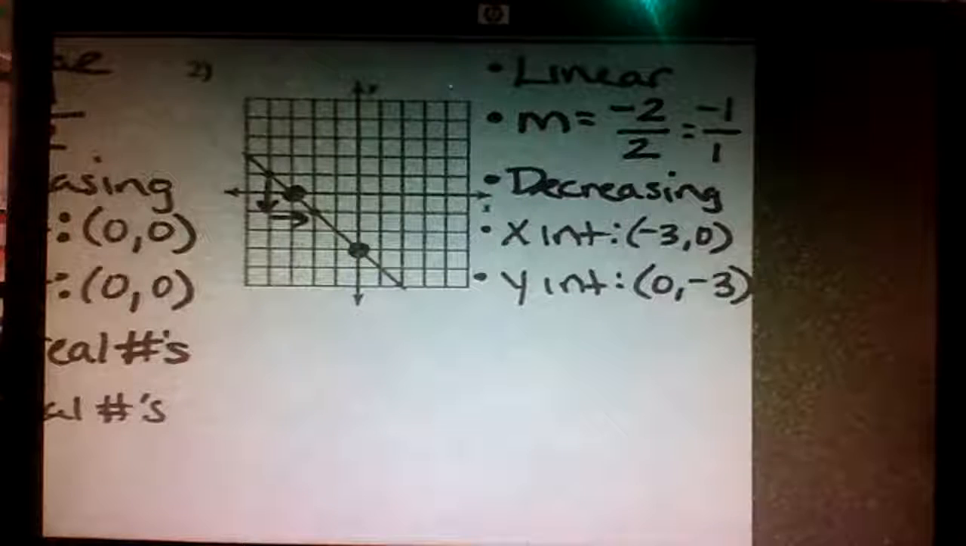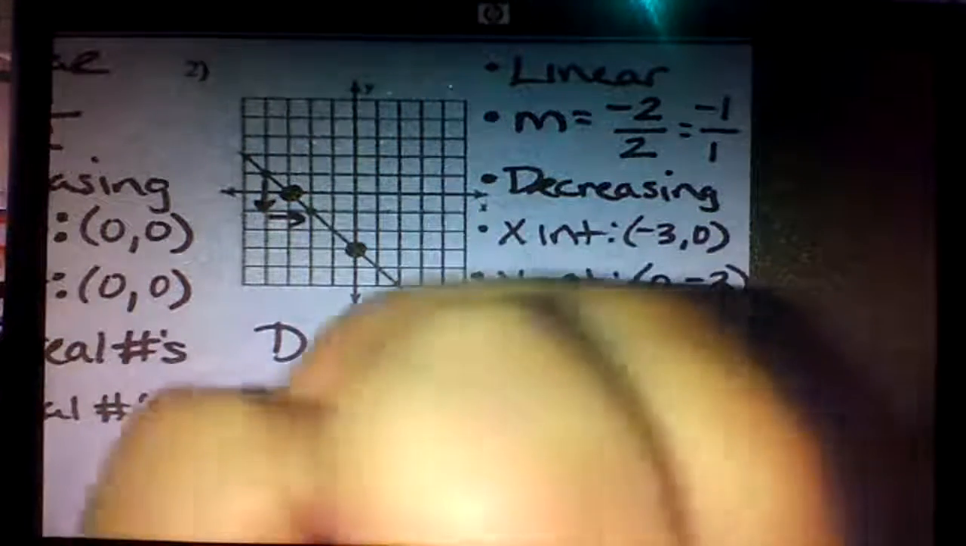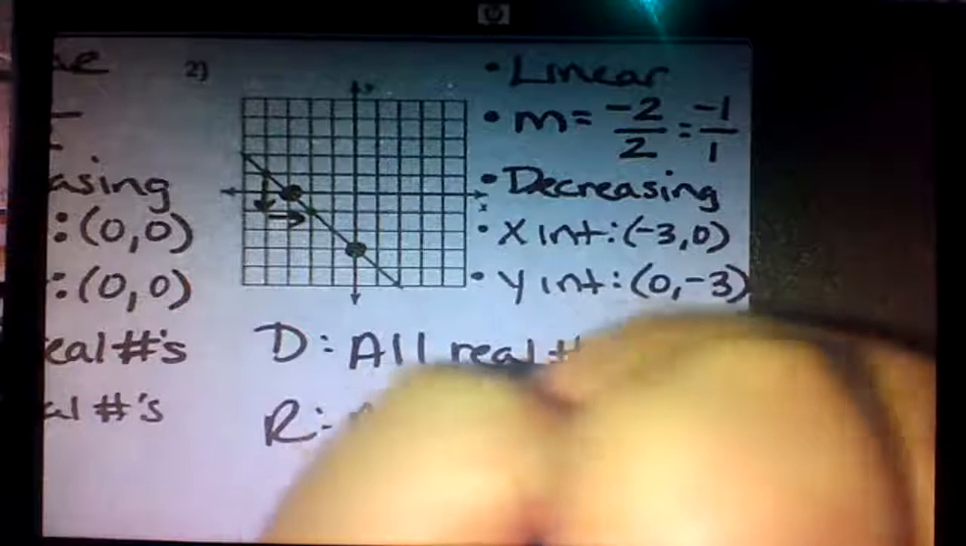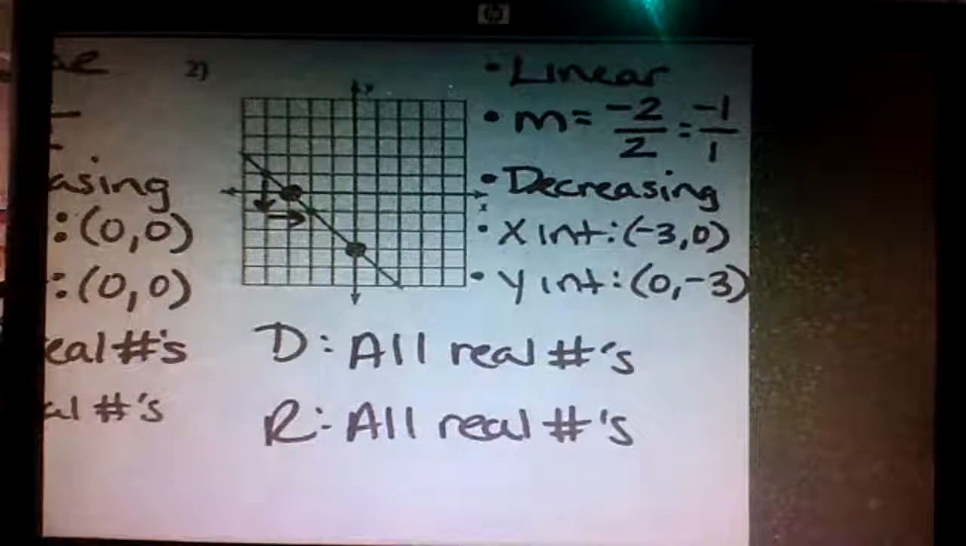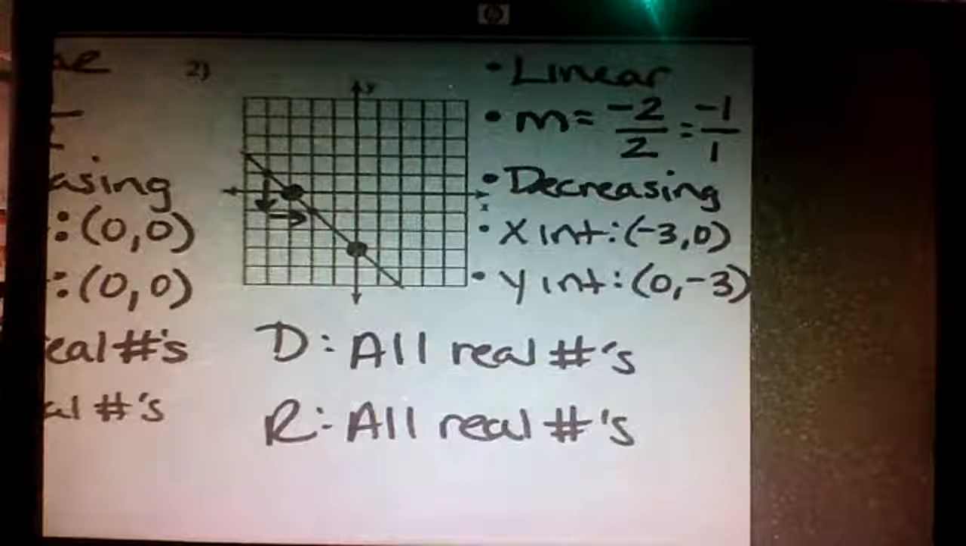Do I have arrows on both ends of my line? Yes. They're tiny. You really can't see them. They are there, which means my domain is all real numbers. And my range is all real numbers. Okay, it's going to continue to go to the left. It's going to continue to go to the right. It's going to continue to go down, and it's going to continue to go up.